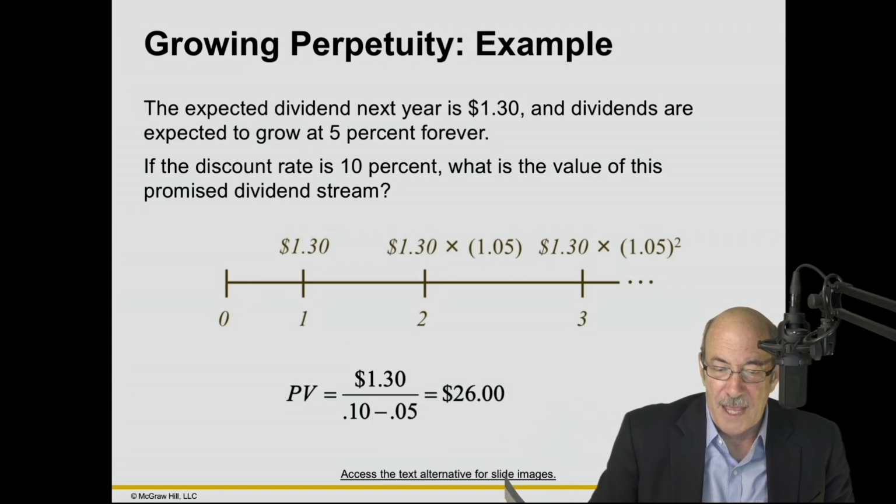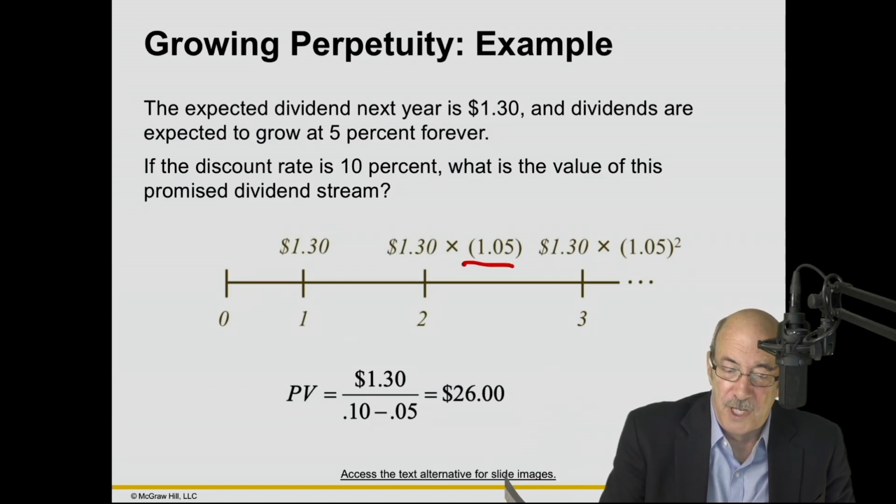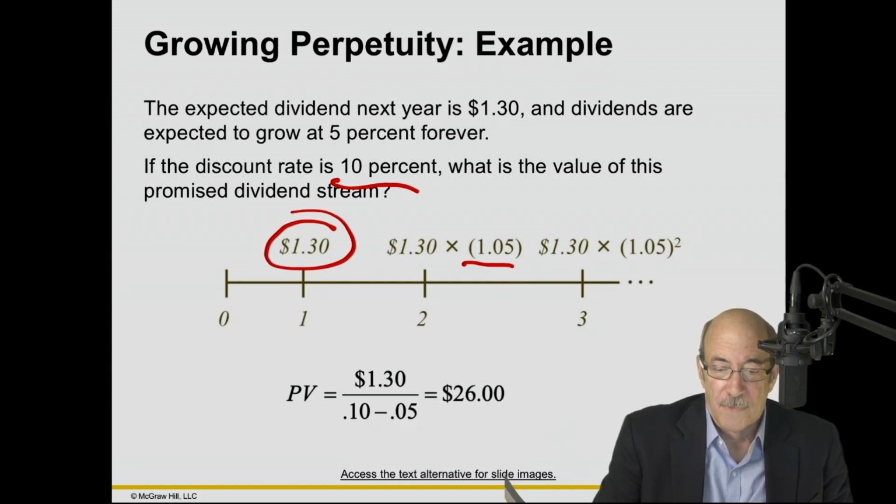Here's an example of that. We're going to grow this at 5%. We've got a discount rate of 10%. We start off with $1.30, and that is worth $26. Easy peasy. Check the math.